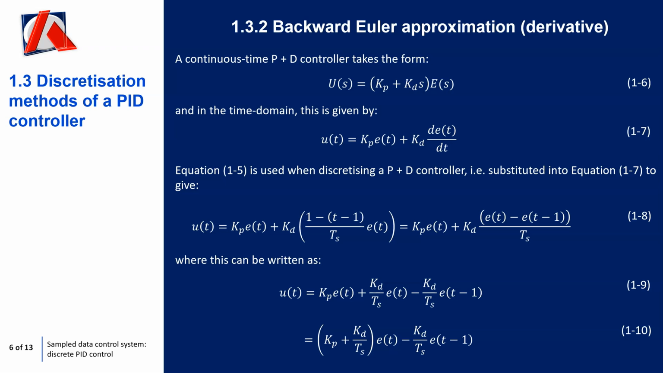Here we've got a continuous time PID controller in the S domain: Kp plus Kd s multiplied by e of s. And this is also given here in the time domain. If you're not sure about how to go about these transformations, have a look at your notes and get familiar with that. What we've done is take equation 1.5, the one we've just derived, and substitute it into equation 1.7 to give us this here. So you can see that. I've just multiplied e of t across, and this is the formula you'll effectively get.